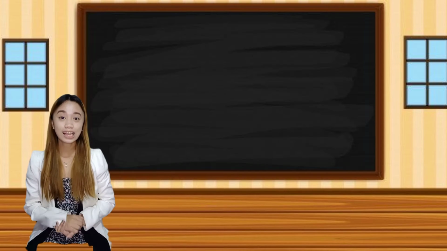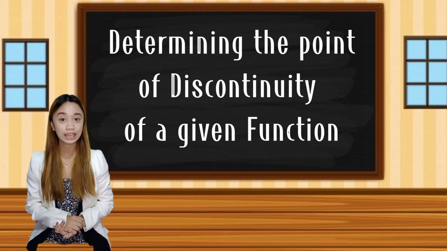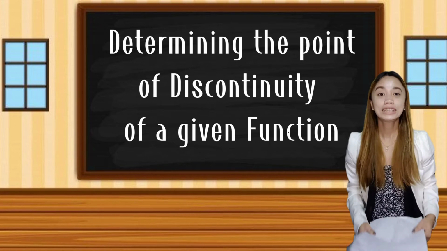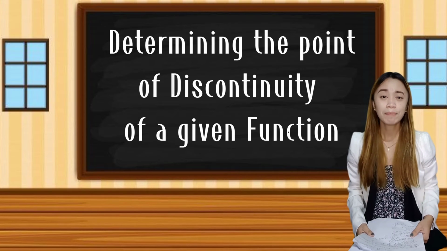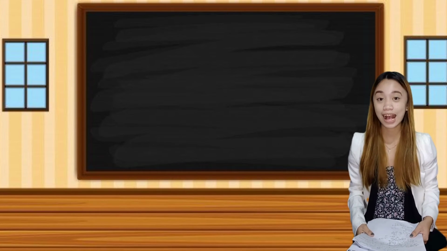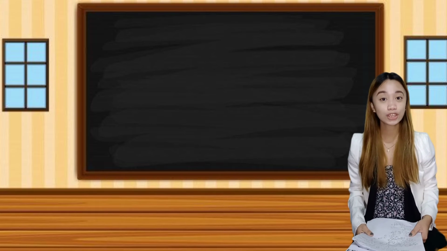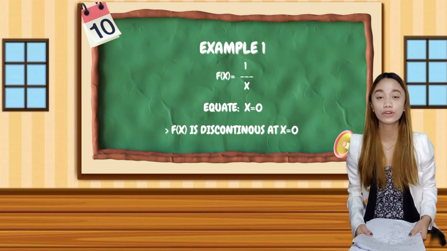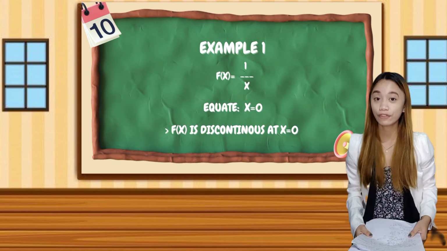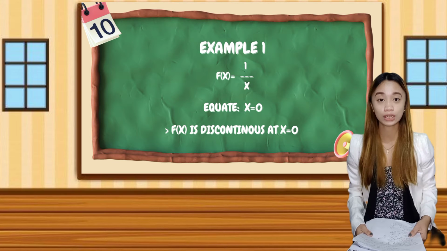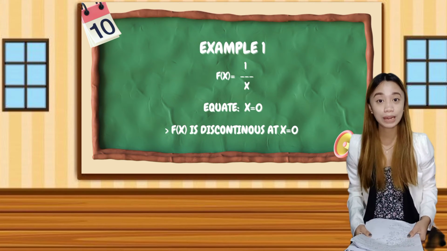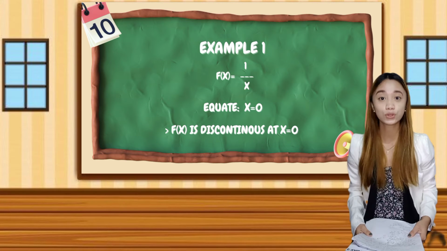And now, let us proceed in determining the discontinuity for polynomial function of the given examples. So in determining the point of discontinuity, paano ba natin malalaman kung saan magkakaroon ng hole or gap or discontinuity sa isang given function? So we have here the first example of f of x is equals to 1 over x. So according to our previous theorem sa rational function, magkakaroon ng discontinuity pag ang q of x or ang denominator natin is equal to 0.